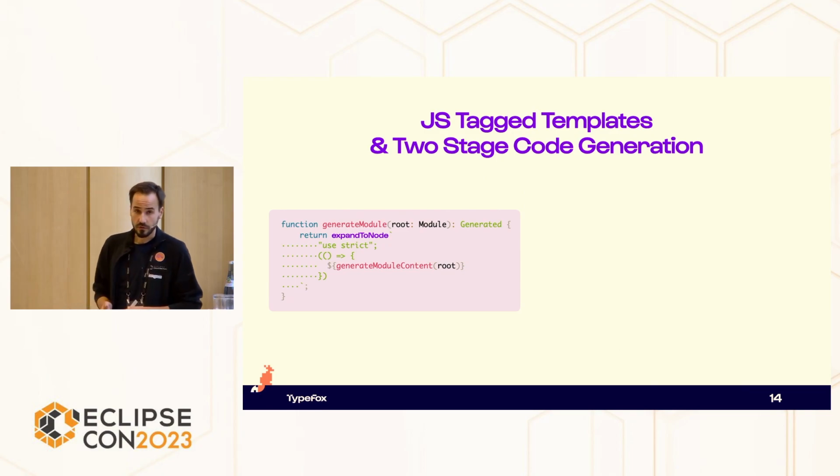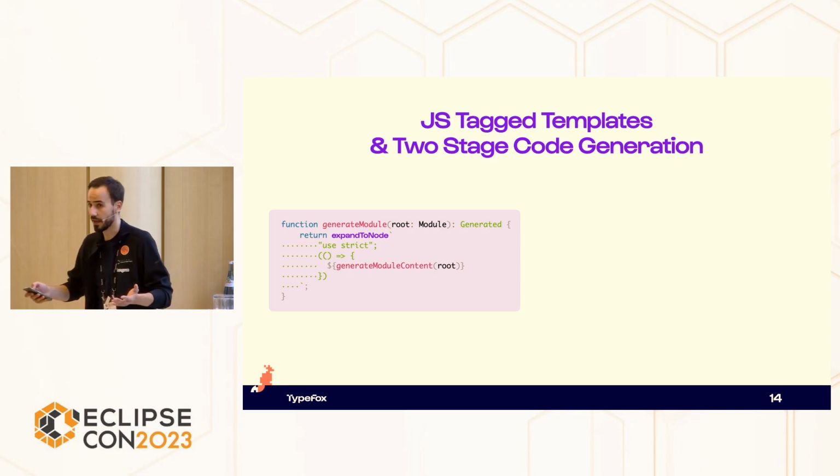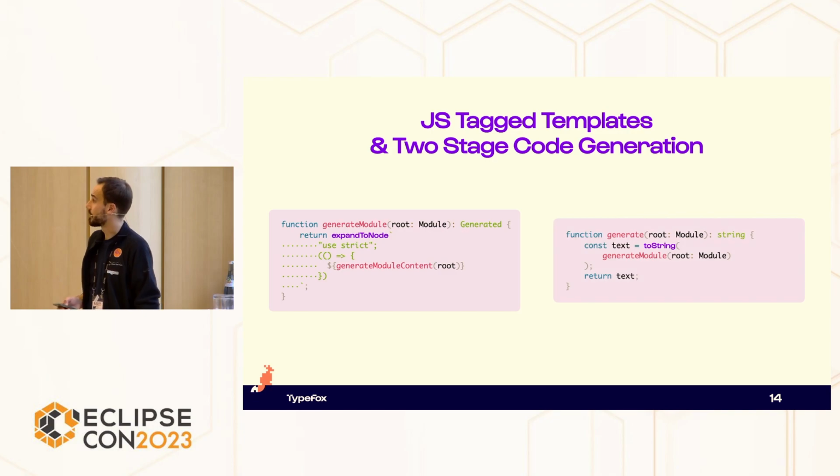Now we have these nodes. How do they help us to come to a string? The slide discloses it already. We need a second step. And the second step is a method that is called toString and that takes our generated thing and produces a string.